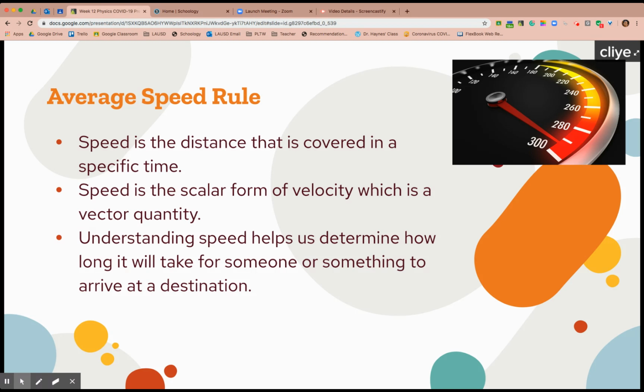And we've learned about speed and velocity. Speed is a scalar quantity and velocity is a vector quantity. Remember, scalars only have a magnitude but no direction. But vectors have magnitude and direction. So if I give you a speed, you don't know which way they're going. You just know how fast or how slow they are going. And we're learning about speed because it helps us determine how long it will take for someone or something to arrive at a destination.